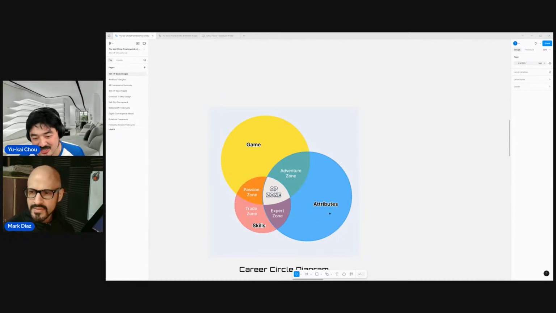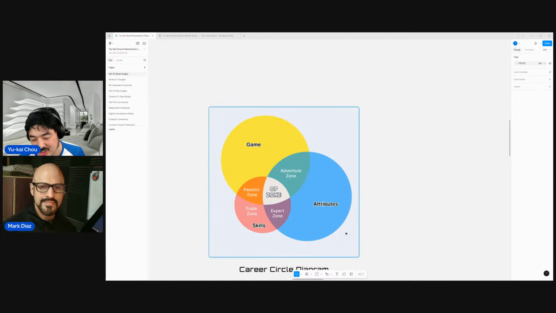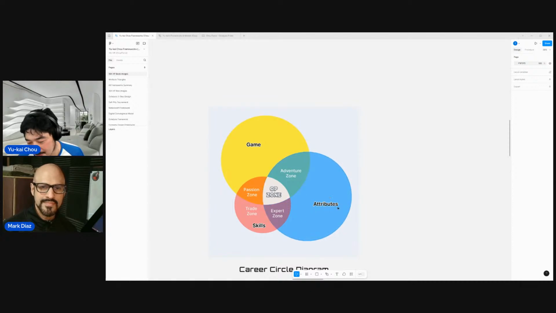Now, if you align your skills with the attributes, you're in the expert zone, because you're just amazing. You could be the best at it in the world. You have attributes and you have the skills. You're an expert, but it's not something you're passionate about, so it's not your game. So you're just an expert. And if it's your game, you're passionate about it, and you have talents, but you haven't learned any skills about it yet, it's the adventure zone, which is actually the most fun, to be honest, because you have the potential to become world class. So you just have to start developing skills. And then when you're in all three, you're in the OP zone.